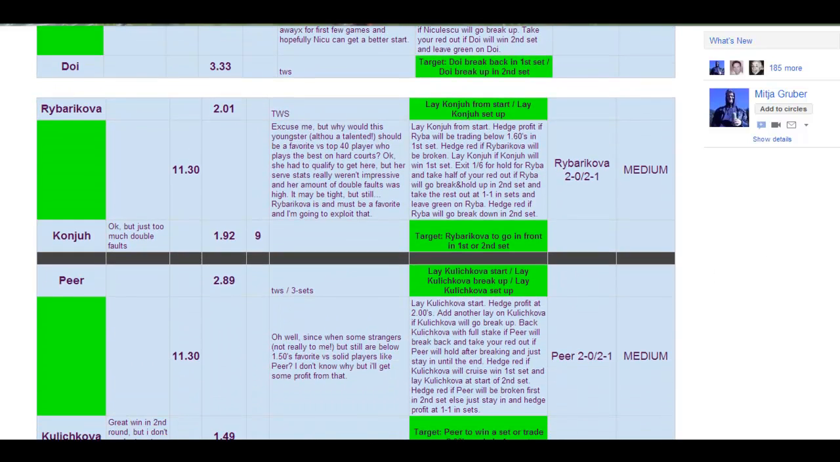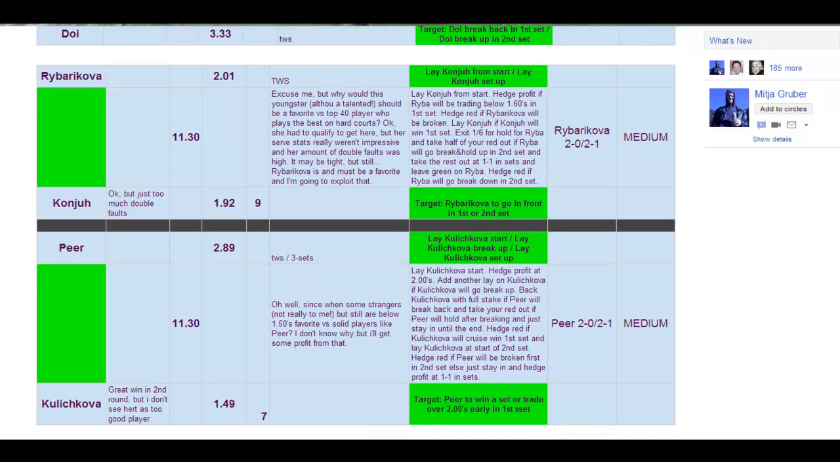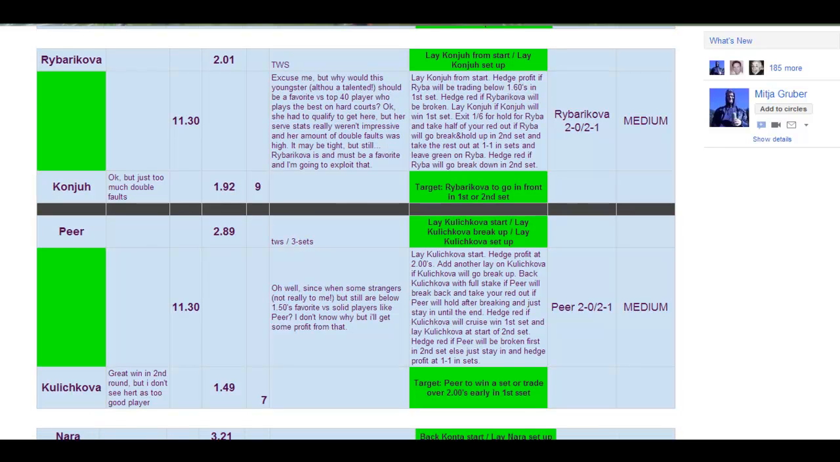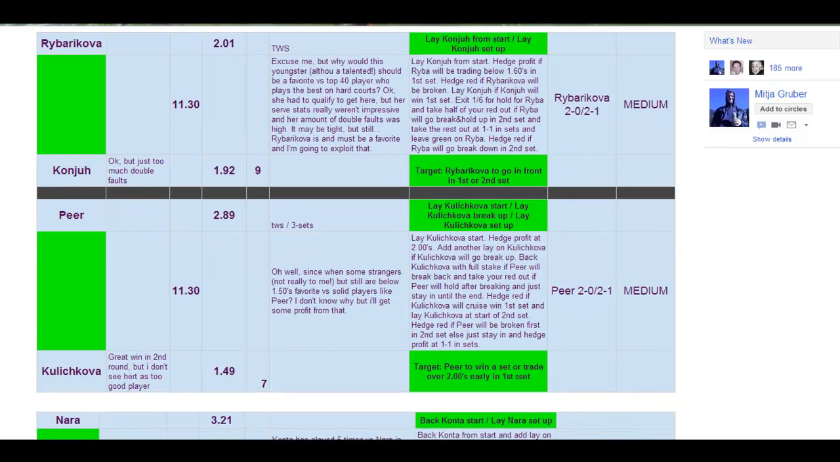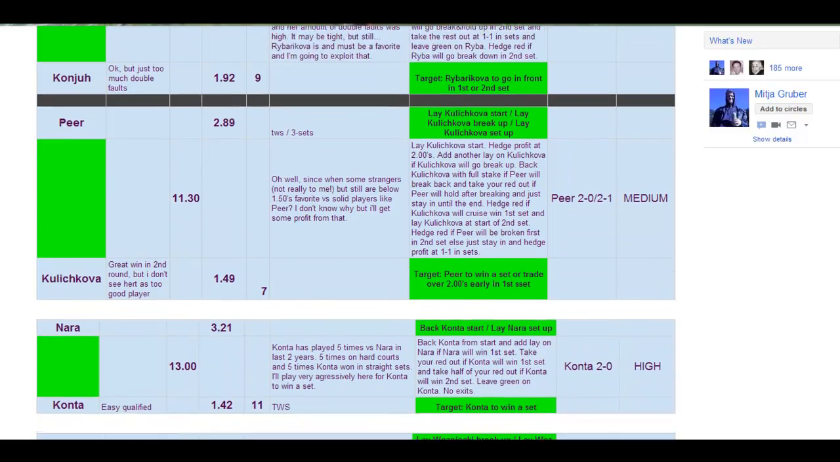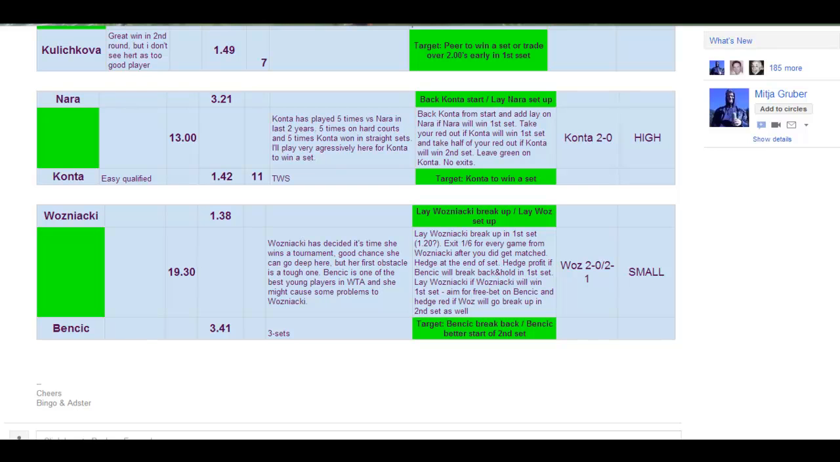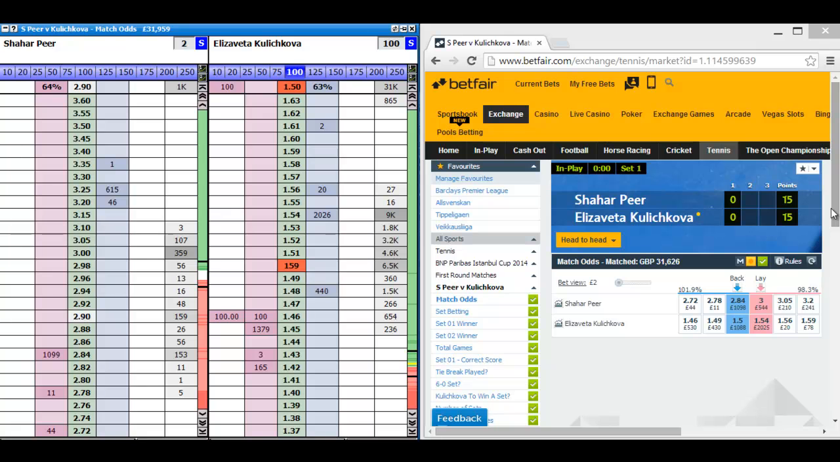There you can see an indication of where the match is being played: Istanbul, in this particular trade we're going to be looking at. As I say, these trades are sent out at least 4 or 5 times a week to our members. So back to the match in hand.